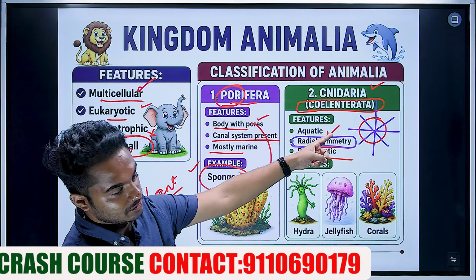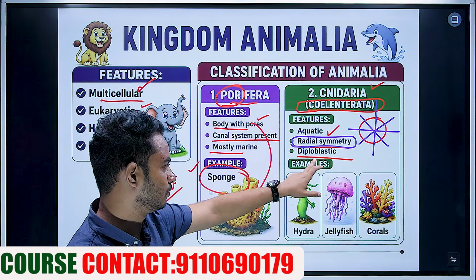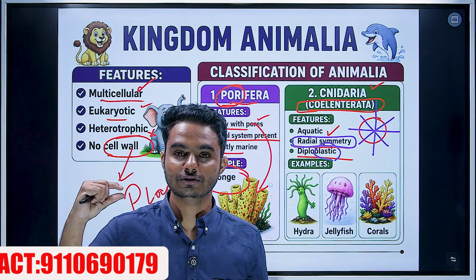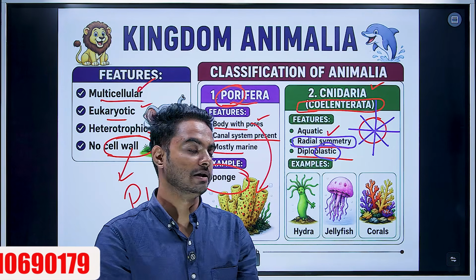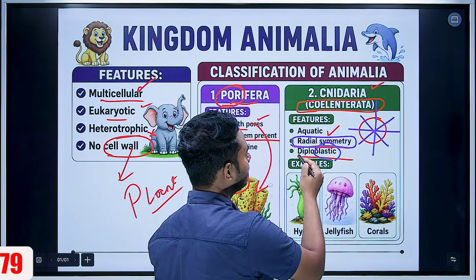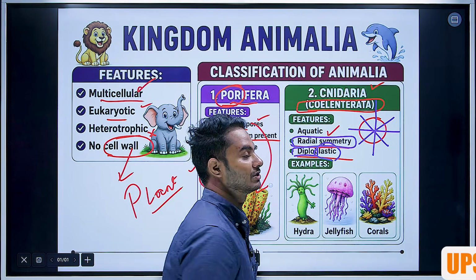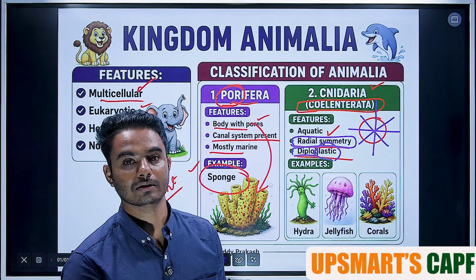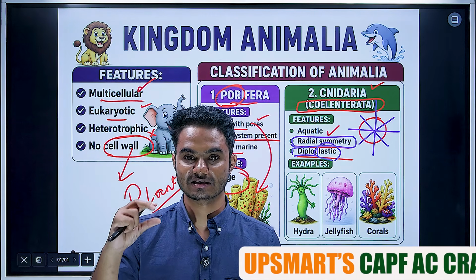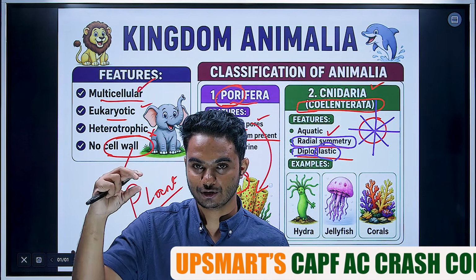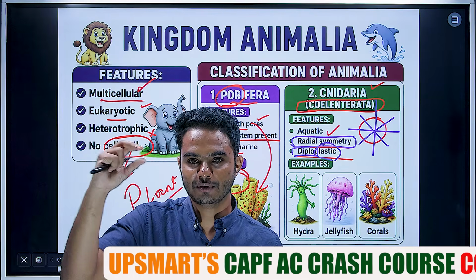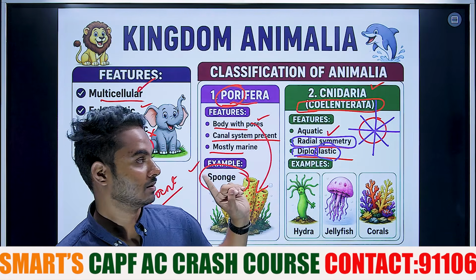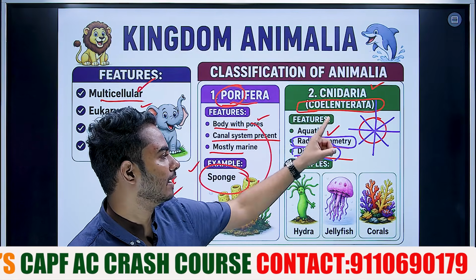Okay, sir, that I understood. Symmetry concept I understood. What is blastic, sir? Blastic means germ layers. If you have only two layers, it is called diploblastic. If you have three layers, triblastic. Remember, it is germ layers: layer 1, layer 2, layer 3. If you have layer 1 and layer 2, diploblastic. Example is Cnidaria, Coelenterata.